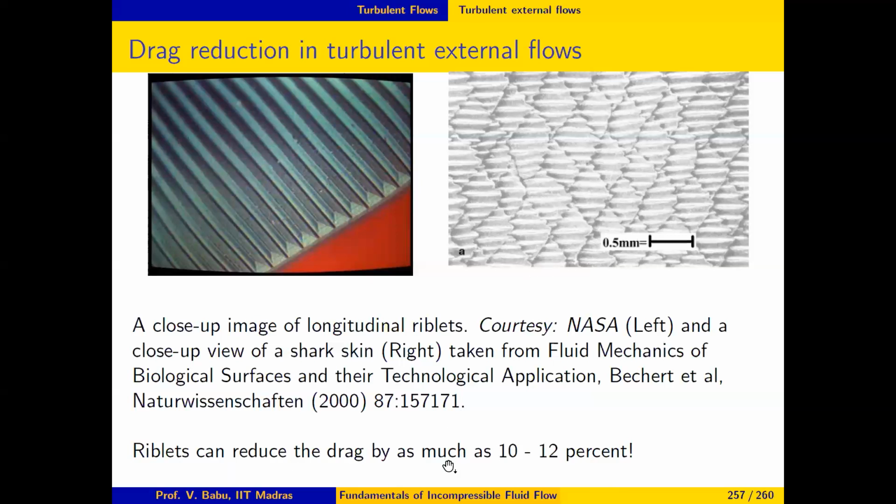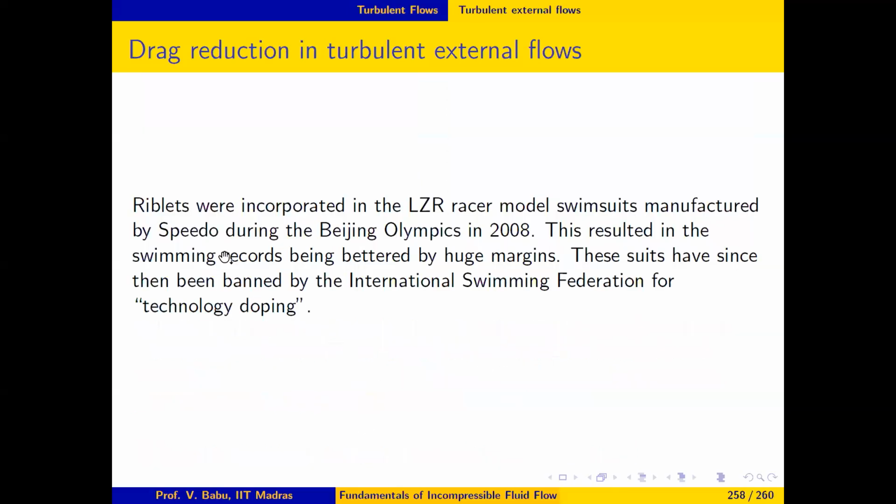Now, this drag reduction actually is real, and there was a demonstration of this during the Beijing Olympics when riblets were actually incorporated in swimsuits manufactured by Speedo. As a result, swimming records were bettered by huge margins during the Olympics. And eventually, the International Swimming Federation banned the use of riblets in swimsuits on the basis of technology doping. So this is a very convincing demonstration of the fact that riblets do indeed work as intended.